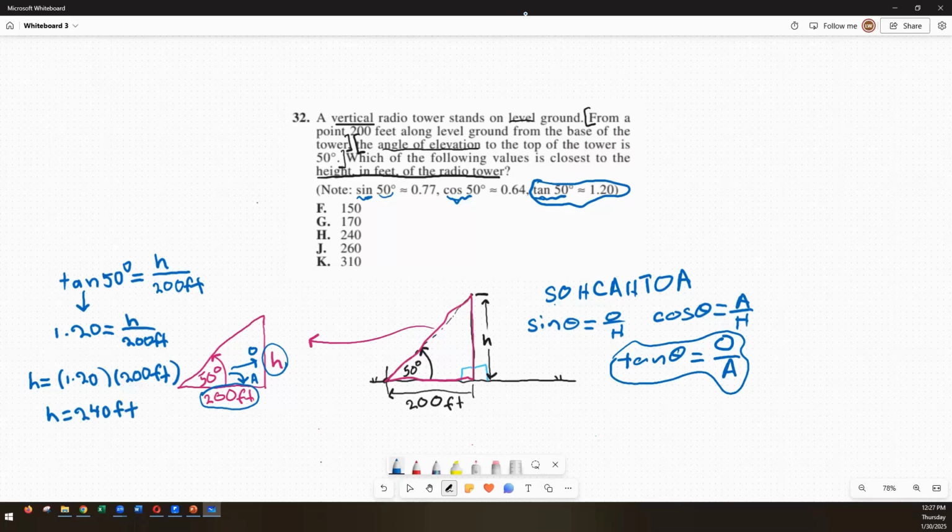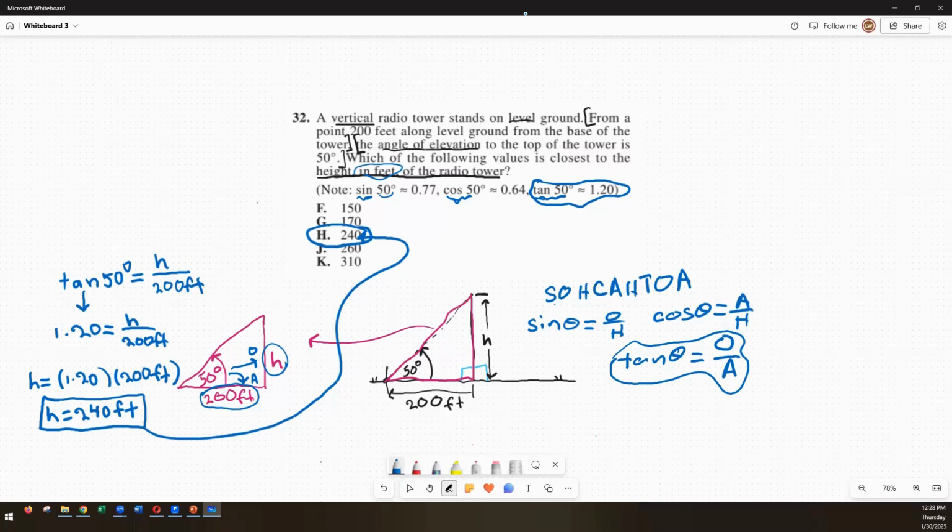So I have the right units. I want a height in feet. So we're told that the following values are already in feet. So I'm going to see if I can find 240, which is right here. Answer H.